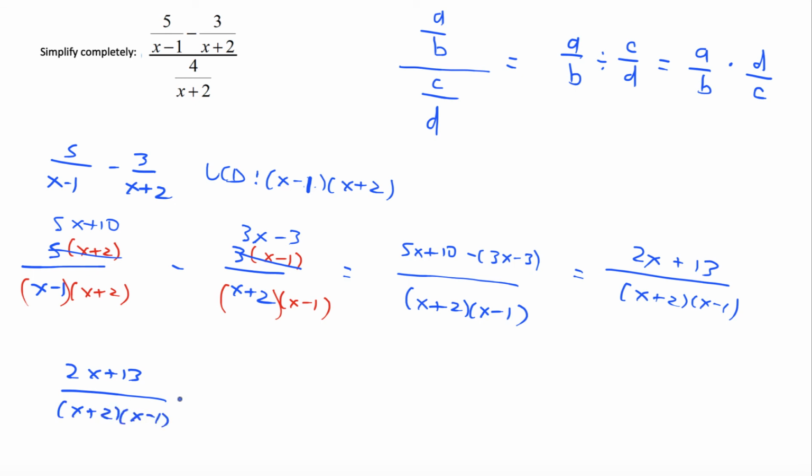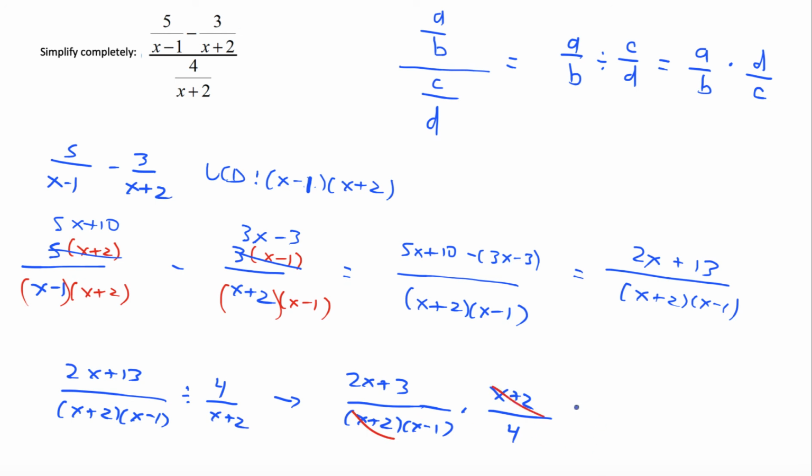But we are dividing it by this guy right here, right? Divided by 4 over x plus 2. But we know that we don't divide by fractions, right? What do we do instead? We have to multiply by the reciprocal. So if we multiply by the reciprocal, we get x plus 2 over 4. And notice here that, well, only one thing's going to cancel out, right? In this case, only the x plus 2 will cancel out, so what's left? We have 2x plus 13 in the numerator, and on the denominator we have the 4 times x minus 1. Okay, and this is going to be our final answer.